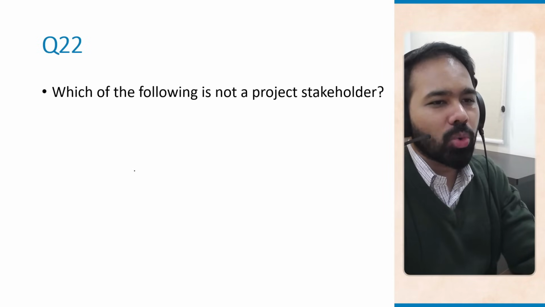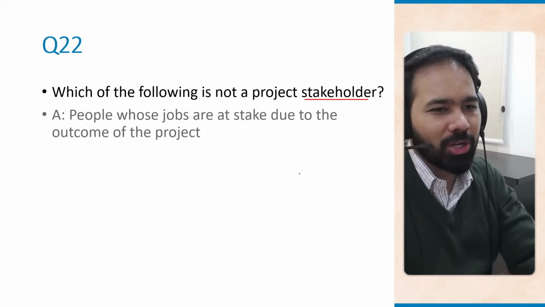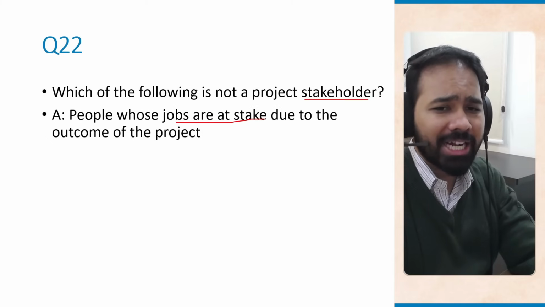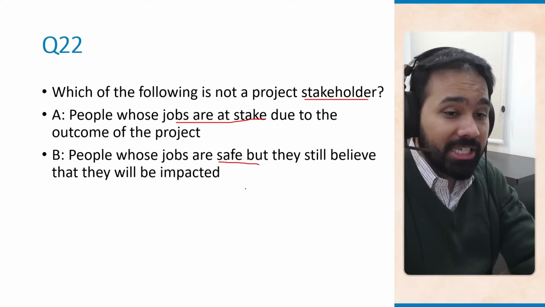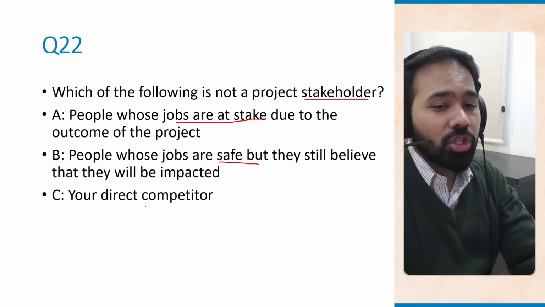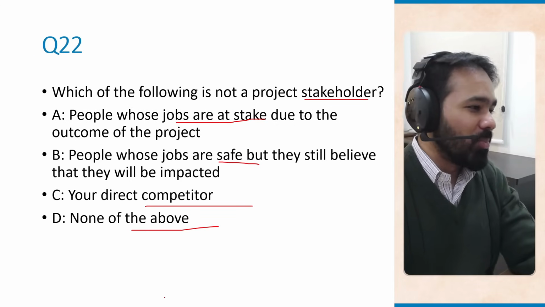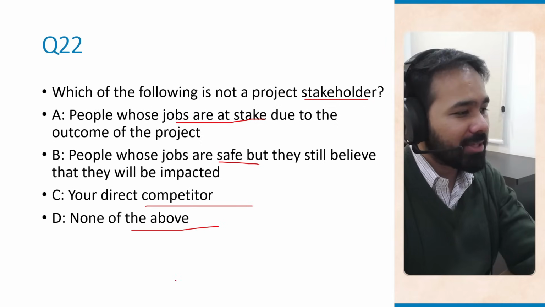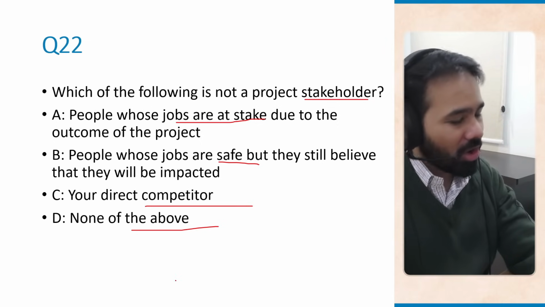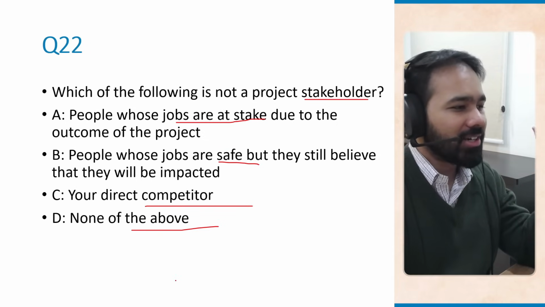All right, let's move on to question number 22. Which of the following is not a project stakeholder? People whose jobs are at stake due to the outcome of the project, people whose jobs are safe but they still believe that they will be impacted, your direct competitor, or none of the above. So anyone who may impact or be impacted by the project either positively or negatively, is a stakeholder. That's the clear stakeholder definition.